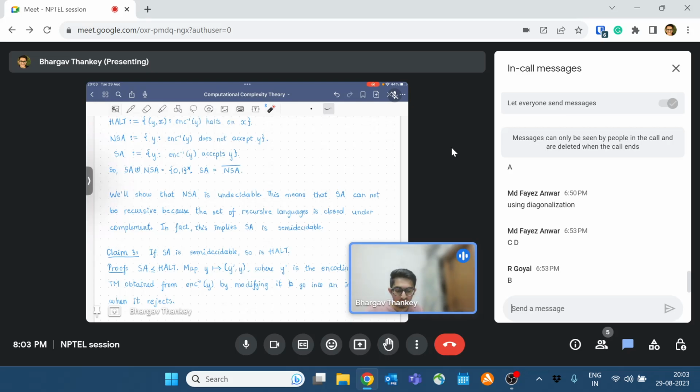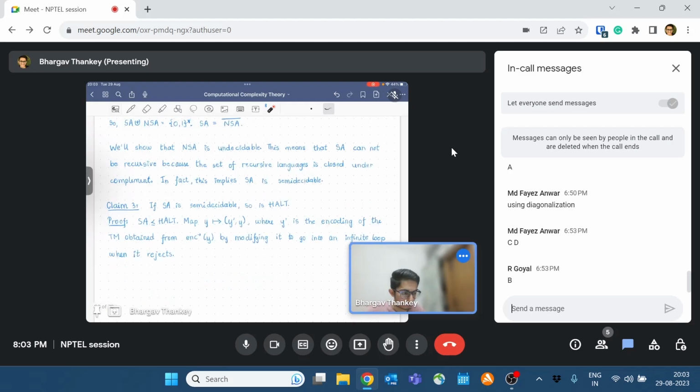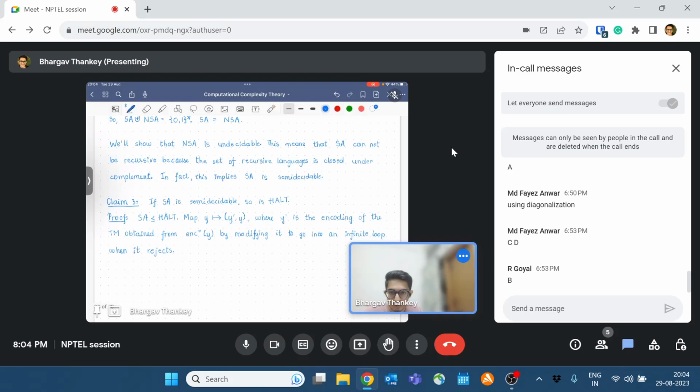And now this is a valid reduction for halt, right? So this shows that since SA reduces to halt, halt can't be recursive, right? Because if halt were decidable, I could have reduced from SA to halt and used the Turing machine for halt, right?